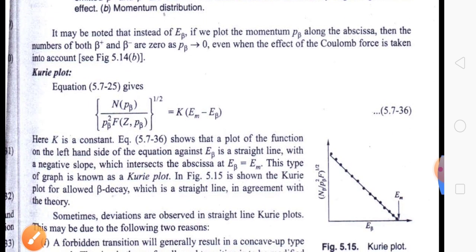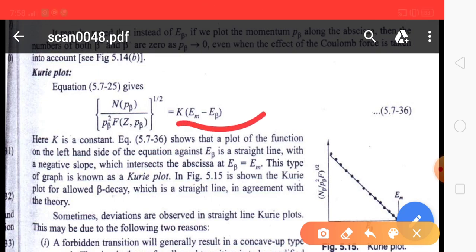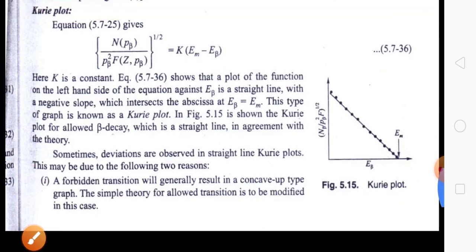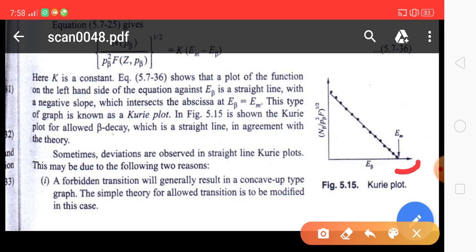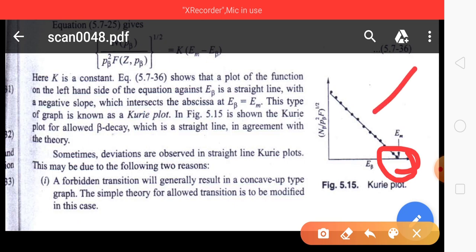The equation 5.25 gives k into bracket Em minus Eb, where k is a constant, and this equation shows that a plot of a function of the left hand side of the equation against Eb is a straight line with a negative slope which intersects the abscissa at Eb equals Em. This type of graph is known as a Curie plot. So this figure shows the Curie plot for allowed beta decay transition, which is a straight line, in good agreement with the theory.